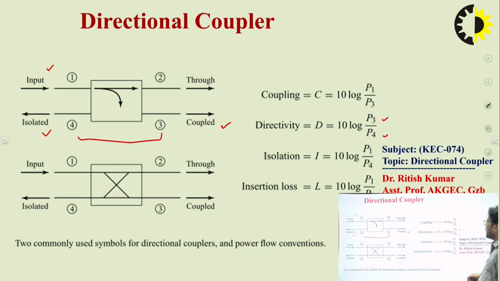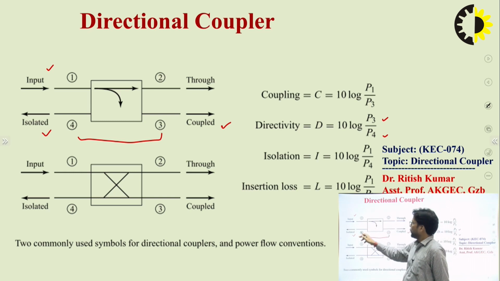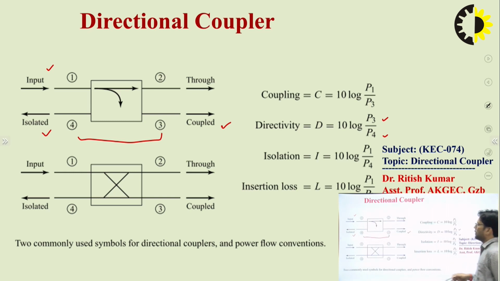Isolation is always from port number 1 and port number 4. It relates how much power is isolated from port number 1 to port number 4. The formula is 10 log P1 by P4. Insertion loss is always from port number 1 to port number 2, that is, input to through port, that is 10 log P1 by P2.